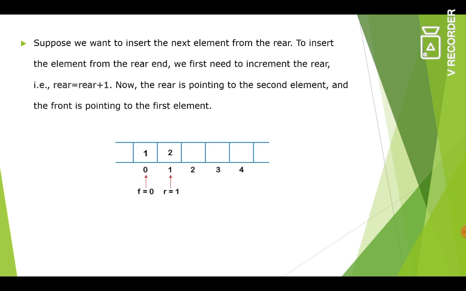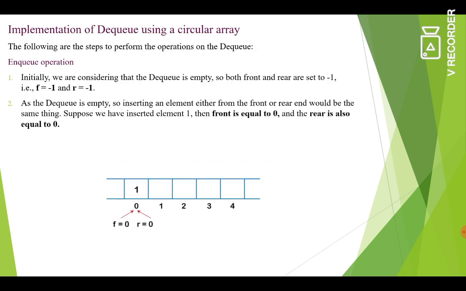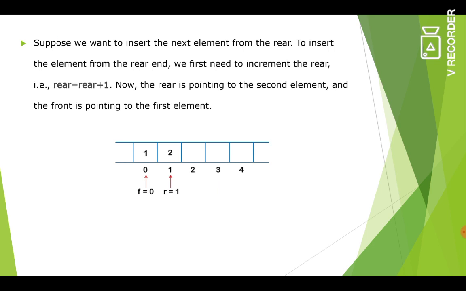So this is our next example. Suppose we want to insert the next element from the rear end. As usual for the insertion, you have to increment the rear pointer by 1. So initially rear equals 0, and it is incremented by 1. So now rear equals 1, that is, it is pointing to the second element. After incrementing the rear pointer, the element is stored at that position. Now front is pointing to the first element.